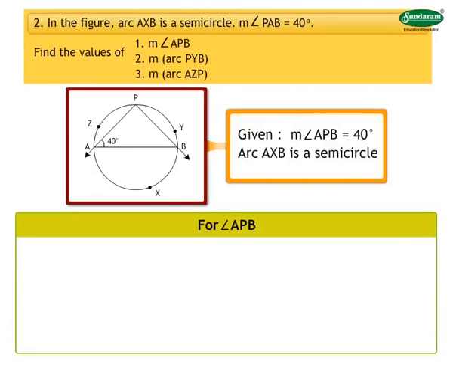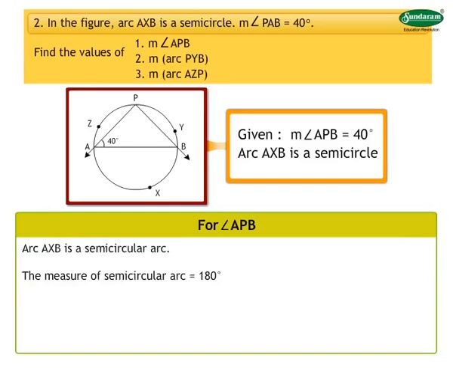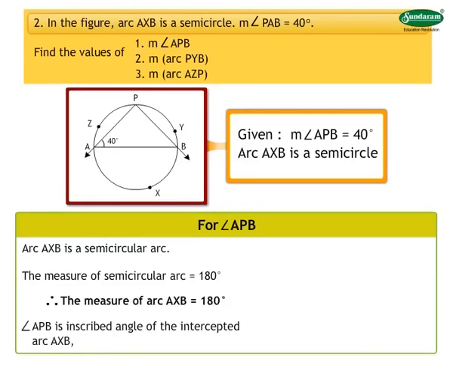For angle APB, as said that arc AXB is a semicircular arc and we all know that a semicircular arc measures 180 degrees. Therefore, the measure of arc AXB is equal to 180 degrees. As you can see in the figure, angle APB is inscribed in the arc APB. Arc AXB is an arc intercepted by it.